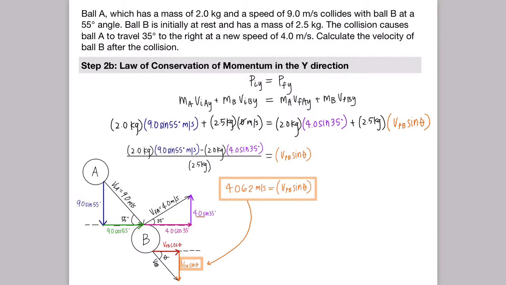Now that we have found the velocity of ball B in the x direction, we need to find the velocity in the y direction. To do this, we use the same law of conservation of momentum equation as before, but incorporating the values in the y direction. After rearranging the equation, velocity of ball B in the y direction can be solved by multiplying the mass of ball A by the initial velocity of ball A minus the mass of ball A times the final velocity of ball A, which is all divided by the mass of ball B. After plugging in all these values into the calculator, the velocity of ball B in the y direction is 4.062 meters per second.